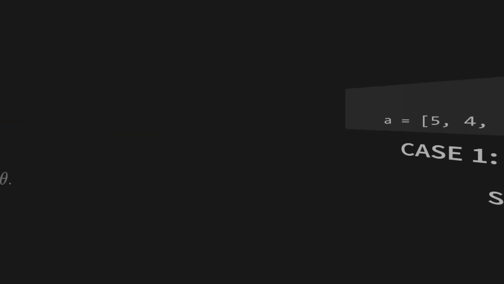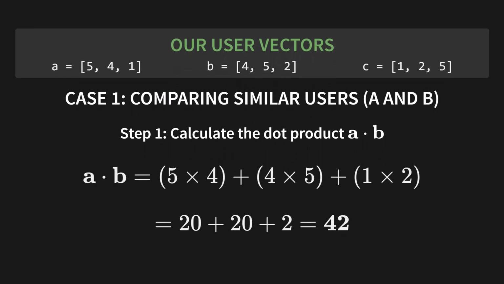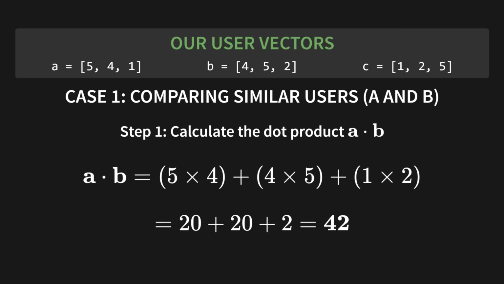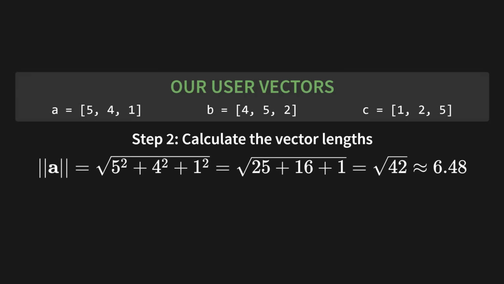Let's do it. Our user vectors are A equals 5, 4, 1, B equals 4, 5, 2, and C equals 1, 2, 5. Case 1. Comparing similar users, A and B. Step 1. Calculate the dot product, A dot B. We take 5 times 4, plus 4 times 5, plus 1 times 2, which equals 42. Okay, step 2. Calculate the vector lengths. The length of A is the square root of 5 squared plus 4 squared plus 1 squared. That's the square root of 25 plus 16 plus 1, which is the square root of 42, about 6.48.